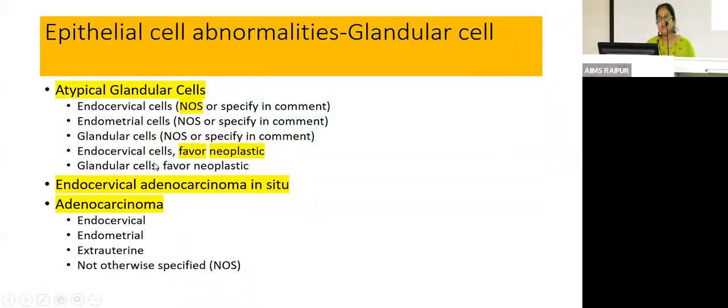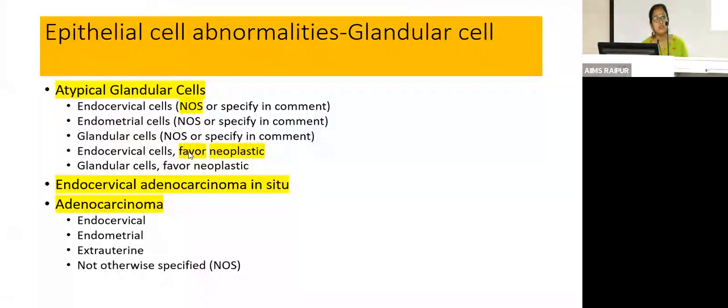Notice here we don't have atypical endometrial cell favor neoplastic, because the atypical endometrial cell is very difficult to put into the category of atypia favoring neoplasia. There are a lot of mimics, which we'll discuss later. The next category is endocervical adenocarcinoma in situ, and then adenocarcinoma. Again, in adenocarcinoma, you have to try to site specify it into endocervical, endometrial, or extrauterine, where you can identify the site, like the fallopian tube or the ovary or the intestine, then you specify it. However, if you cannot specify it, you put it in NOS or not otherwise specified.